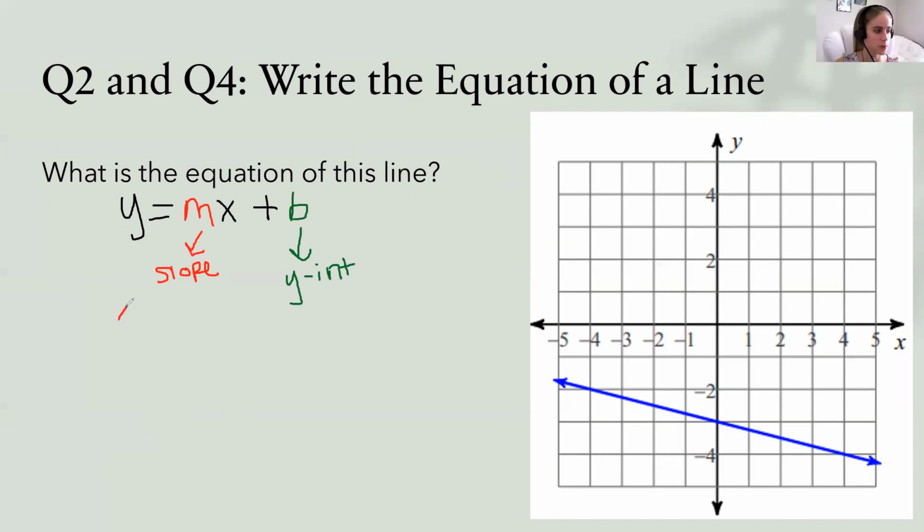And your slope is that change in y over your change in x. You also may see that referred to as your rise over your run. If we want to write the equation of the line in slope-intercept form, the two pieces of information we need are the slope and the y-intercept. That's why it's called slope-intercept form.